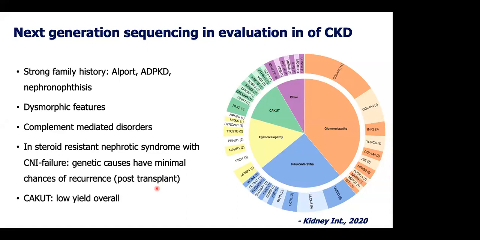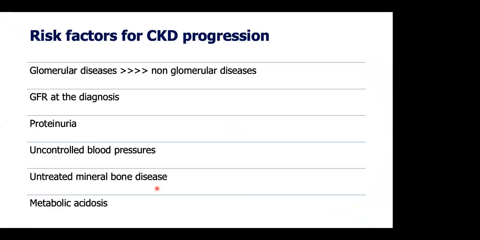Doing genetics or next generation sequencing in CAKUT has a low yield overall. Although a certain number of diseases we could find out through that, the yield is quite low.